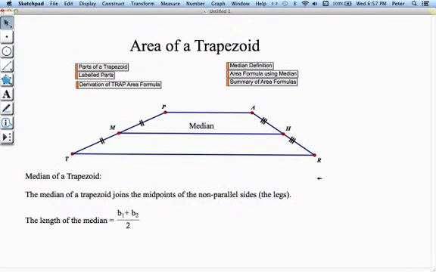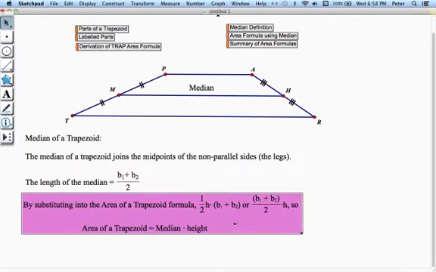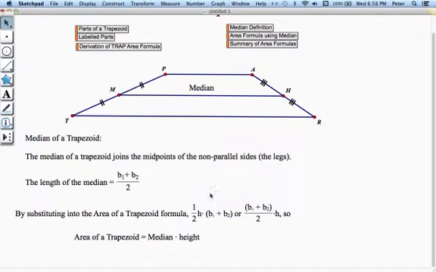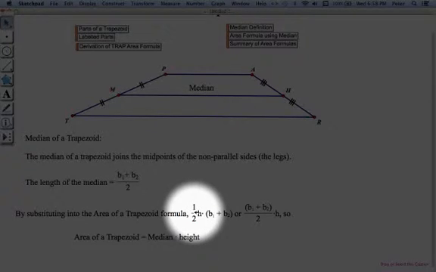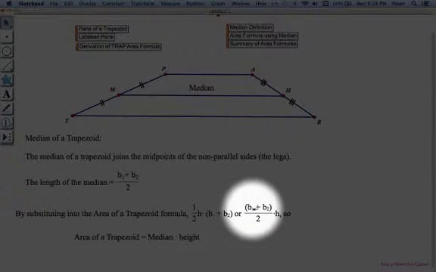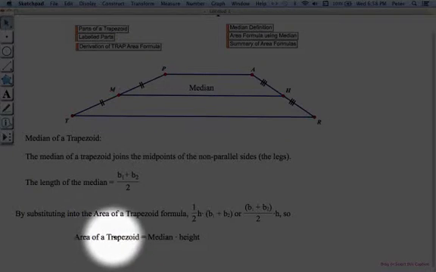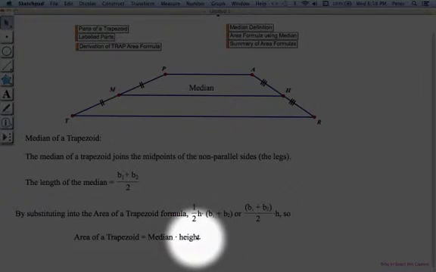Well, let's take a look then at the formula for the area of a trapezoid when we bring in the median. Because you'll recall that from what we just saw, the area of a trapezoid is 1/2 height times b1 plus b2. Or it's sometimes written as b1 plus b2 over 2 times the height. Now, this first part of the formula is just like the length of the median. So I can rewrite the area of a trapezoid equals median times height.